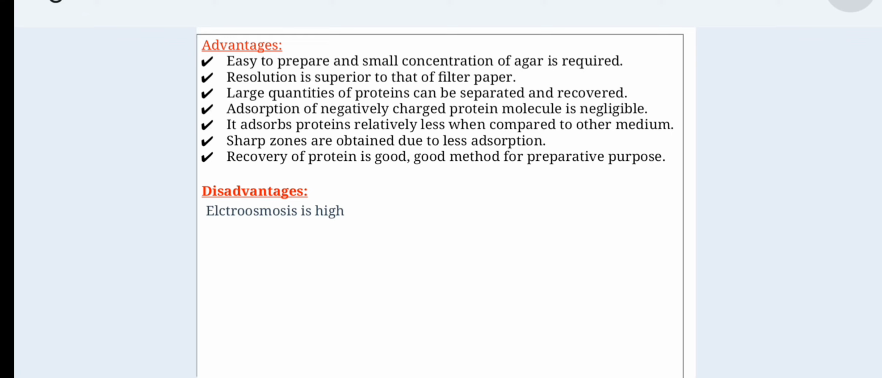It is easy to prepare and a small concentration of agar is required. Resolution is superior to that of filter paper. Large quantities of proteins can be separated and recovered. Absorption of negatively charged protein molecules is negligible. It absorbs proteins relatively less when compared to other media. Sharp zones are obtained due to less absorption. Recovery of protein is good, and it's a good method for preparative purposes. One of the disadvantages of agarose gel electrophoresis is that electroosmosis is very high.